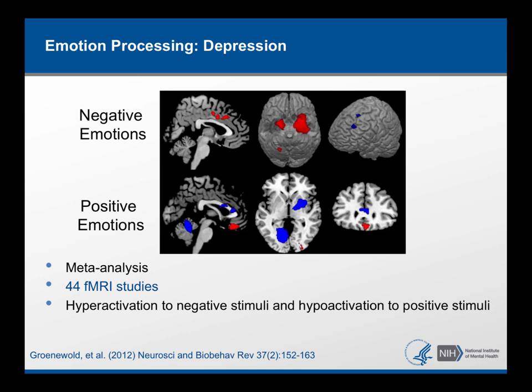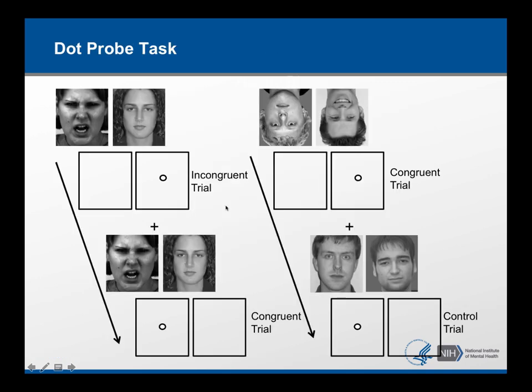Another meta-analysis looking at 44 fMRI studies found very similar findings. Negative emotions induced hyperactivity in dorsal cingulate and bilateral amygdala. And then there was also hypoactivation to positive stimuli, again in ventral striatum and posterior cingulate, and also in dorsal cingulate.